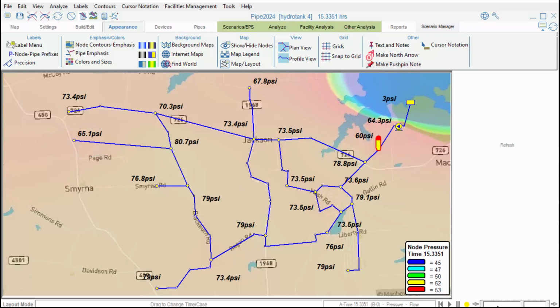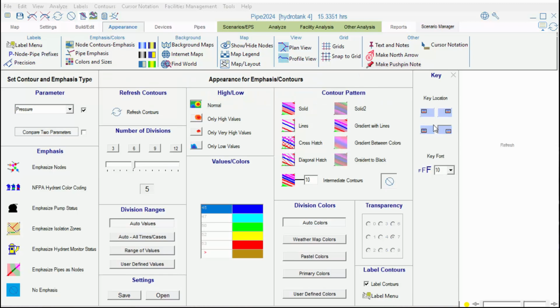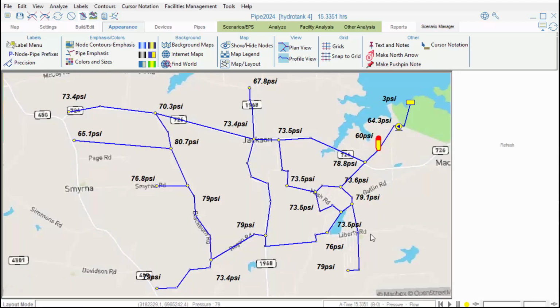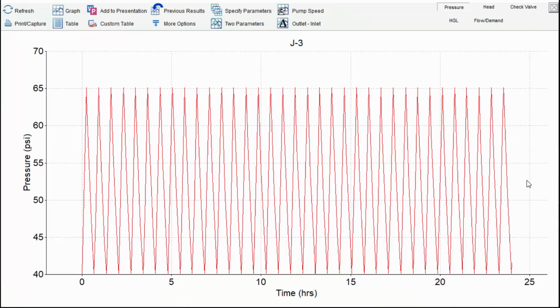Therefore, we will select this node, J3, when evaluating whether or not we meet a system pressure requirement of 30 psi throughout the simulation. Looking at the pressure trace for node J3, we see it meets our minimum pressure specification.